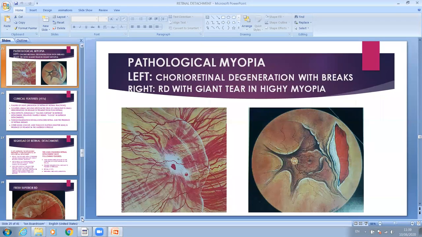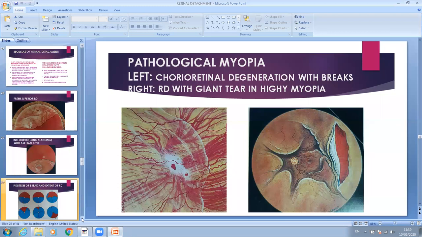So these are the predisposing factors. In the next lecture, we will talk about the symptoms of retinal detachment and the management of retinal detachment. Thank you very much.